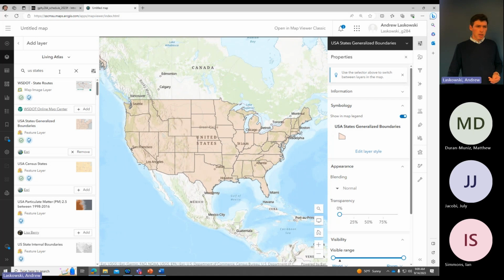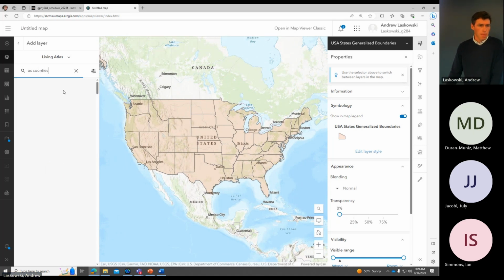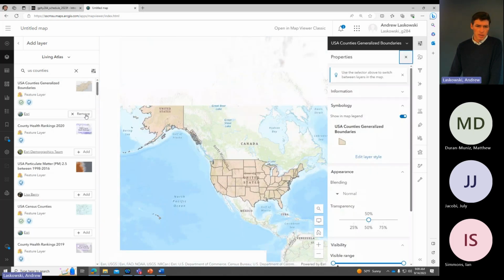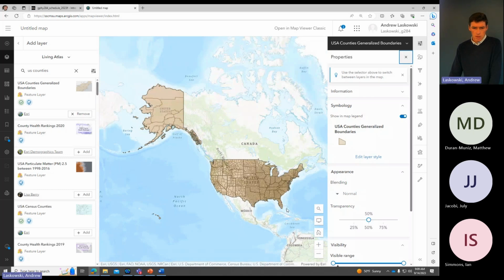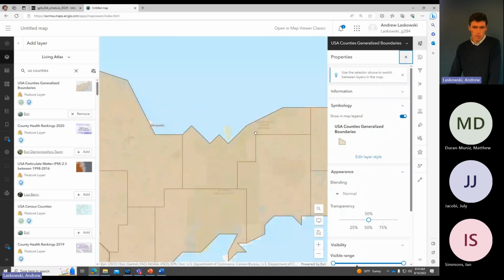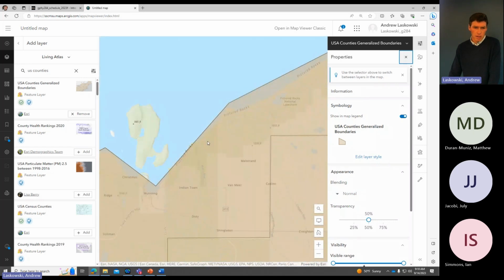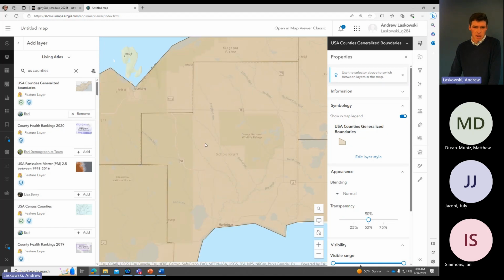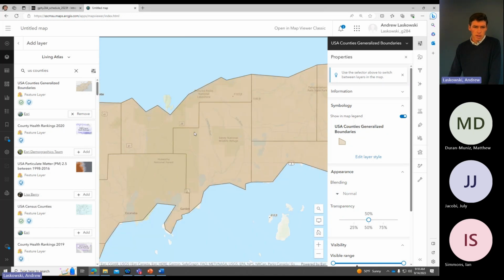Let's also add US counties. These are also going to be generalized. So now we see that higher detail level. Zoom in again to that shore of Lake Superior, see what's going on. Looks like the coastlines are actually the same, but within the states, we see the county boundaries.